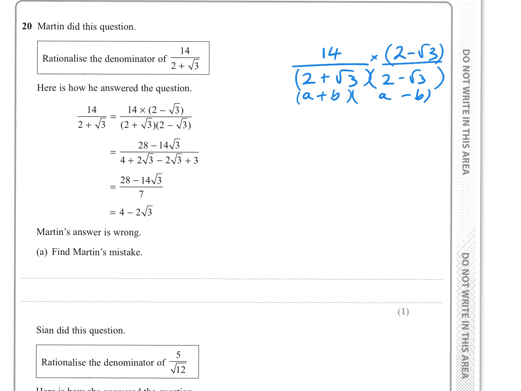So what I'm going to be left with here is 14. I'm just trying to write down as much as I can here to follow what's going on here. So we've got 2 plus root 3, 2 minus root 3, so it's fine so far. Then it looks like he just multiplies the top out.